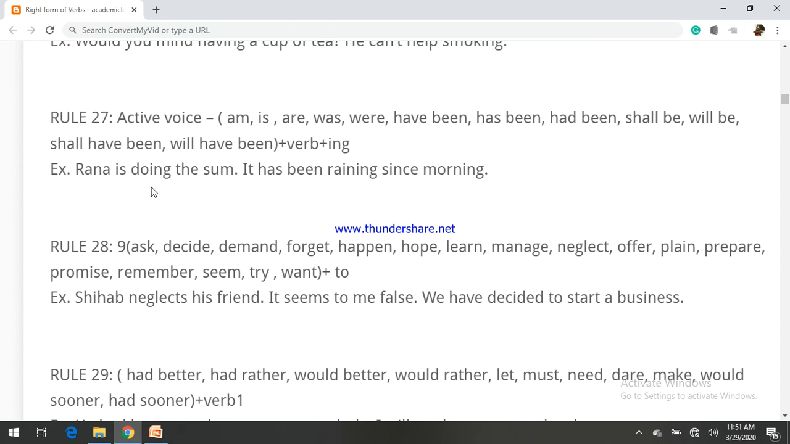Rana is doing the sum. It has been raining. Has been, that's why raining.